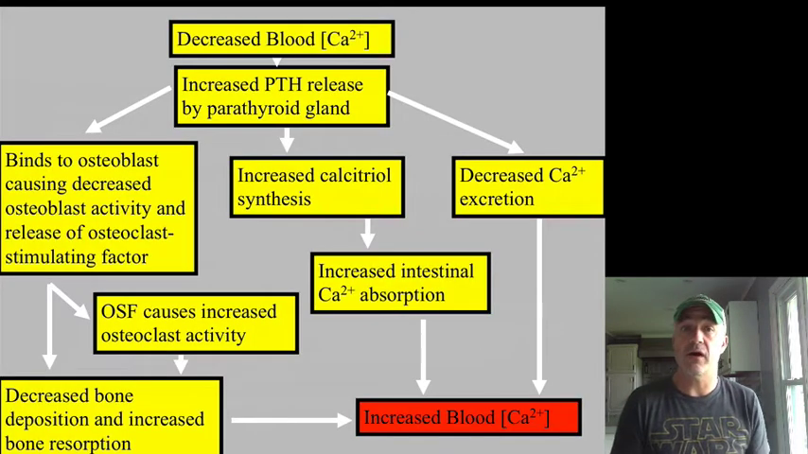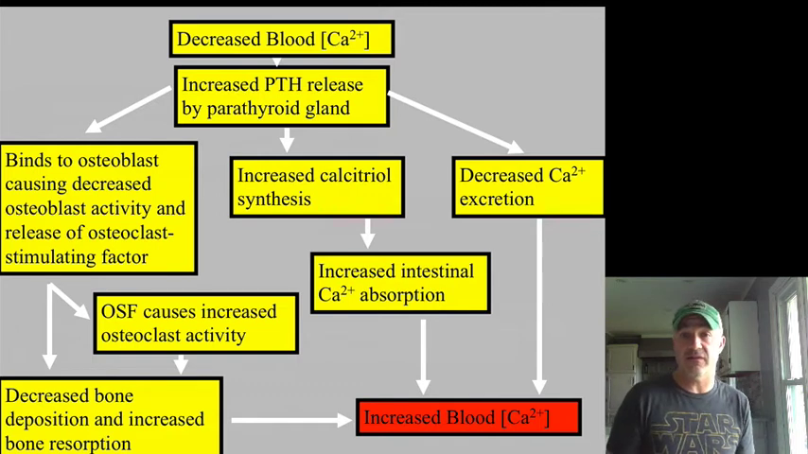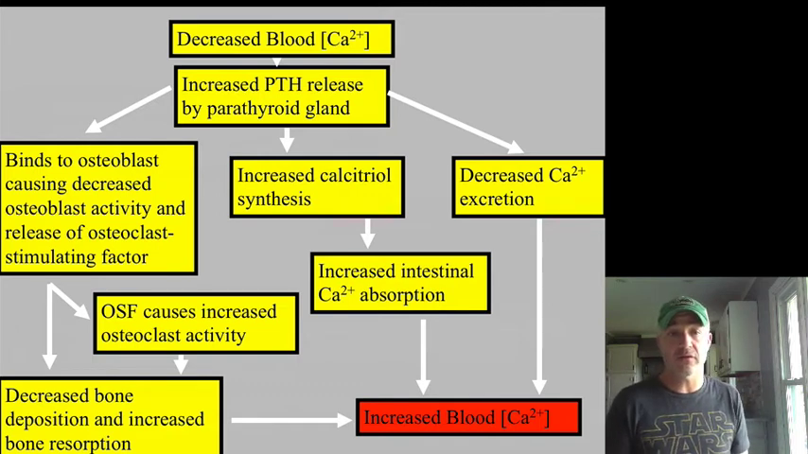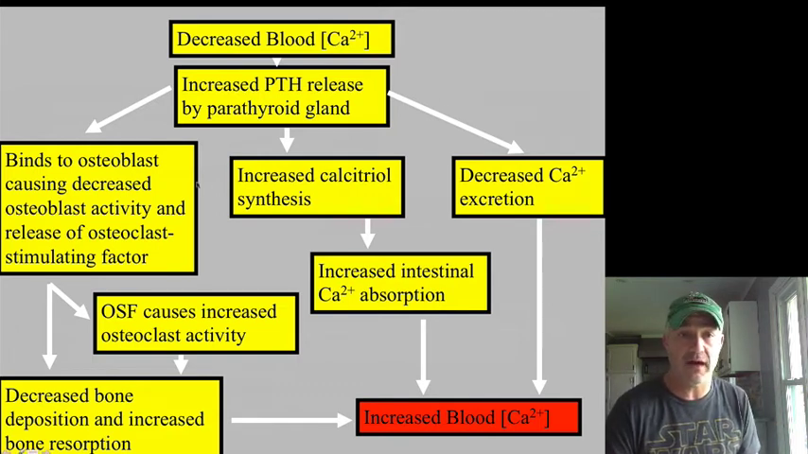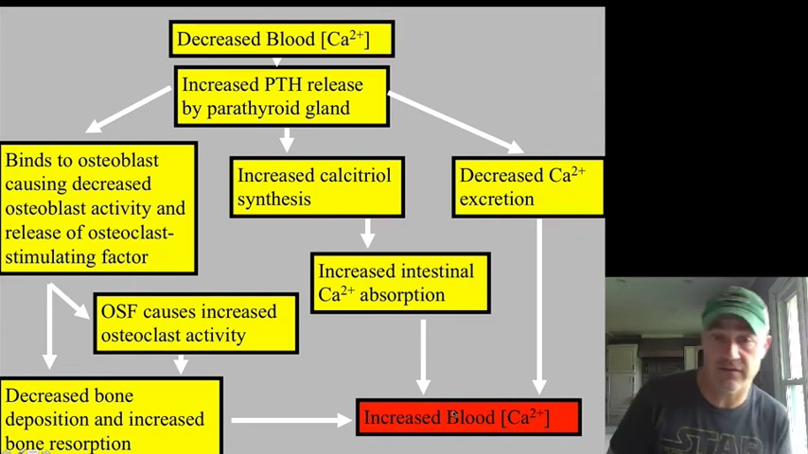So, kind of a three-pronged approach here. Again, blood calcium levels are too low. Parathyroid hormone is released, and it's going to take more from the warehouse over here. So inhibit osteoblasts, stimulate osteoclasts, more bone reabsorption, more blood calcium. More calcitriol synthesis, more intestinal calcium coming in, increase blood calcium levels. And then finally, don't excrete calcium ions, which is going to help maintain higher blood calcium levels.